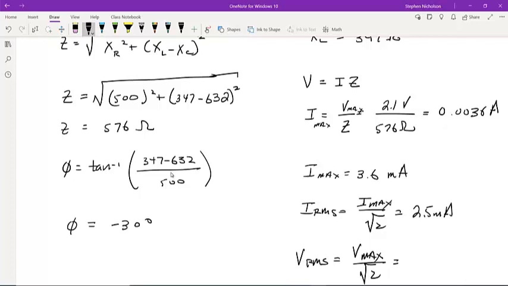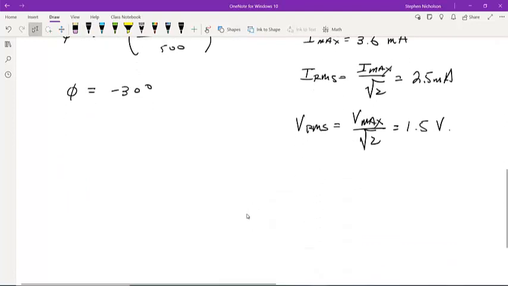So that's what was the voltage? 2.1 volts divided by the square root of 2. So that's 1.5 volts. And the last thing is, if you want to know how much power is dissipated in the circuit, what you can do is take the RMS voltage times the RMS current times the cosine of the phase angle. So if the phase angle is 0, you get 1, and it's just the RMS current times the RMS voltage, because the voltage and the current are in phase. But if they're out of phase, then you have to take that into account.